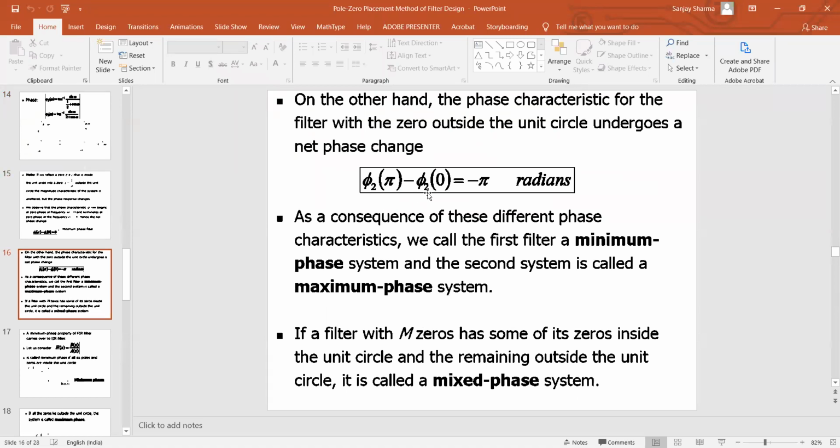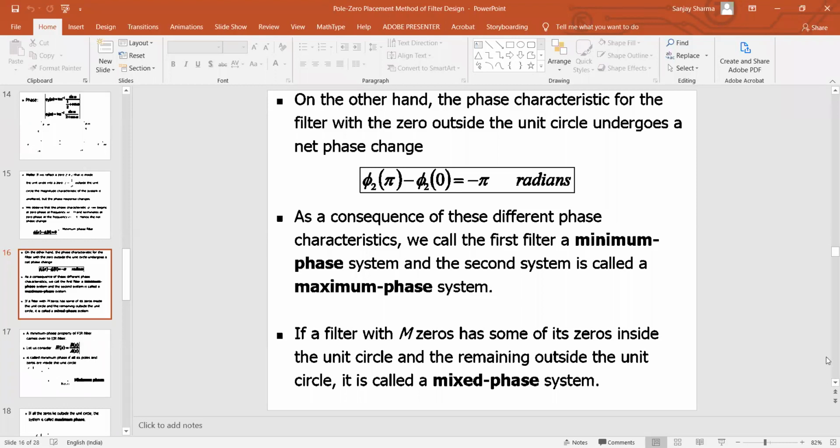Phi to pi minus phi to 0 is equal to minus pi radians. So that means there is a maximum phase change. So that's why these systems are known as maximum phase systems. But if some zeros are inside the unit circle and some zeros are outside the unit circle, then that type of system will be called a mixed phase system.